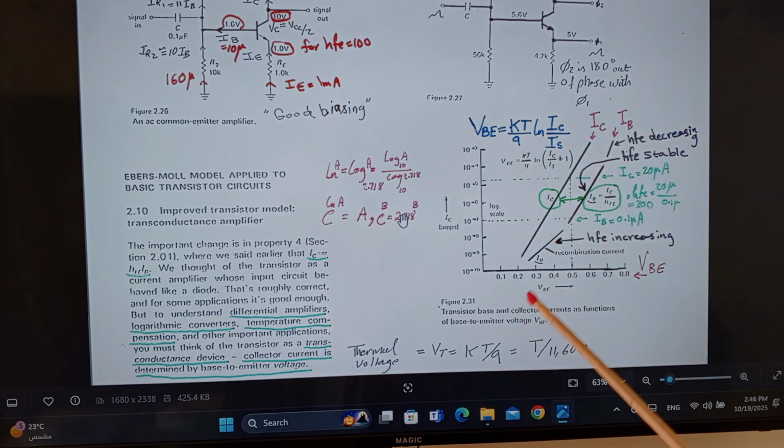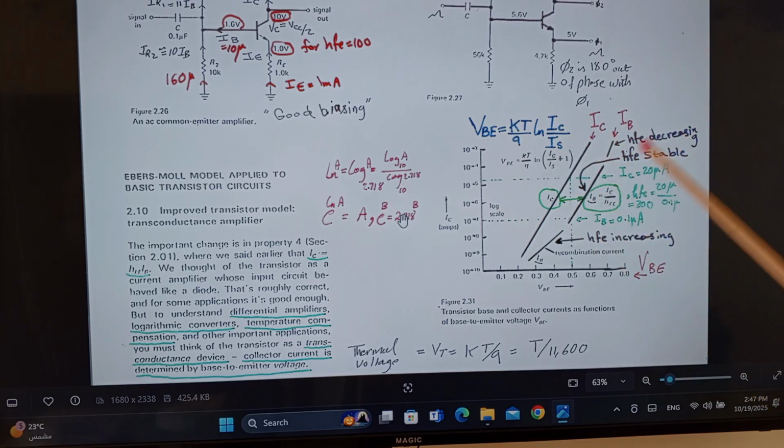The relationship in here will be that VBE equals kT over q, times the natural logarithm of IC over IS. And as we discussed previously, k, of course, is the Boltzmann constant. T is the temperature in Kelvin. q is the charge of the electron. The natural logarithm, IC, is the collector current of a transistor. IS has something to do with the manufacturing of that transistor, called saturation current, but it has to do with a specific transistor and how it's made.